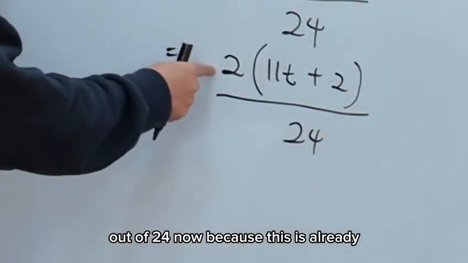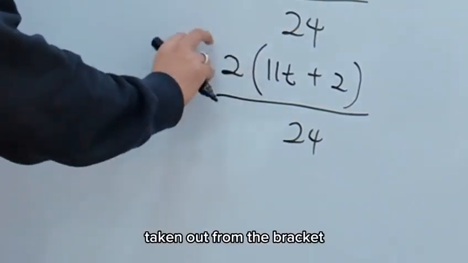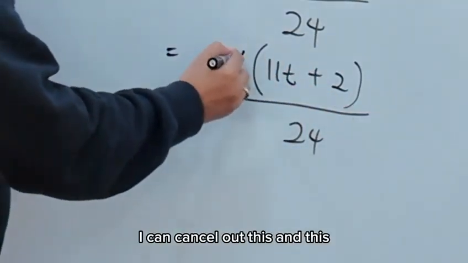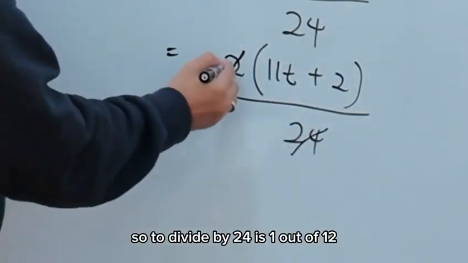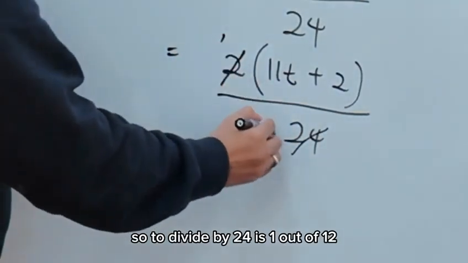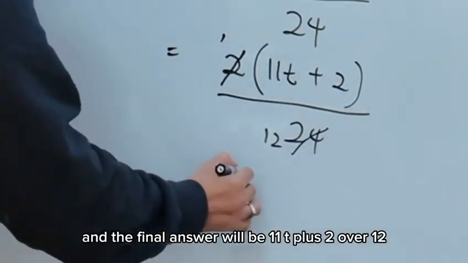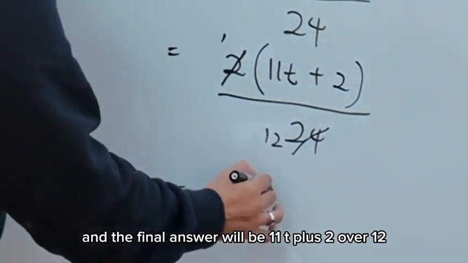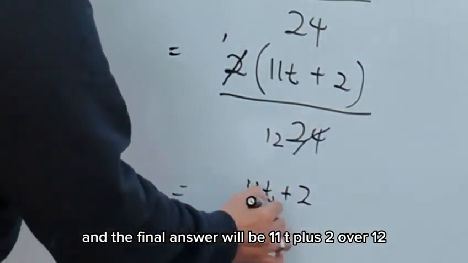Now, because this is already taken out from the bracket, I can cancel out this and this. So 2 divided by 24 is 1 out of 12. And the final answer will be 11t plus 2 over 12.